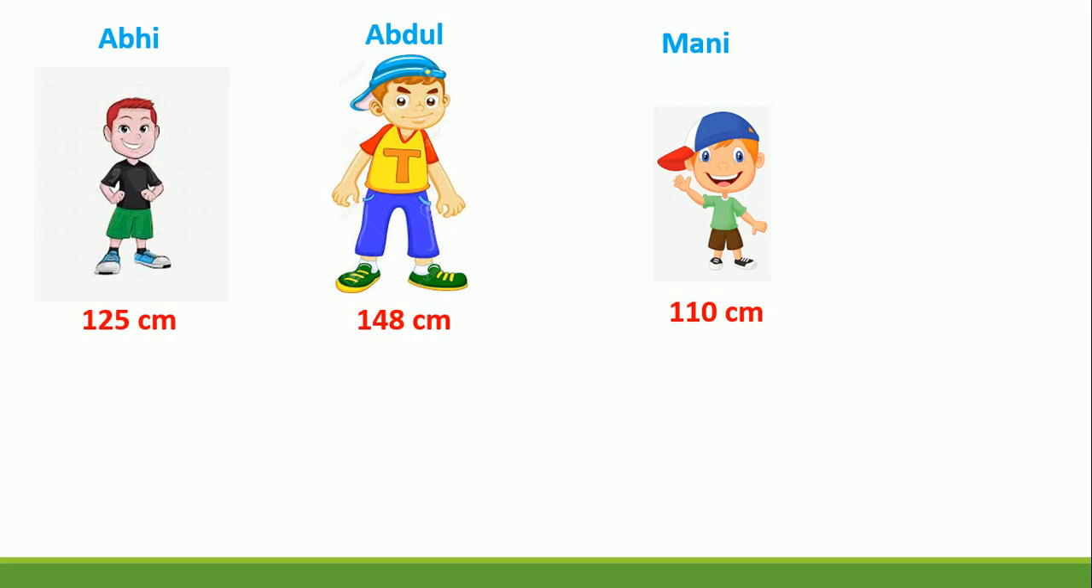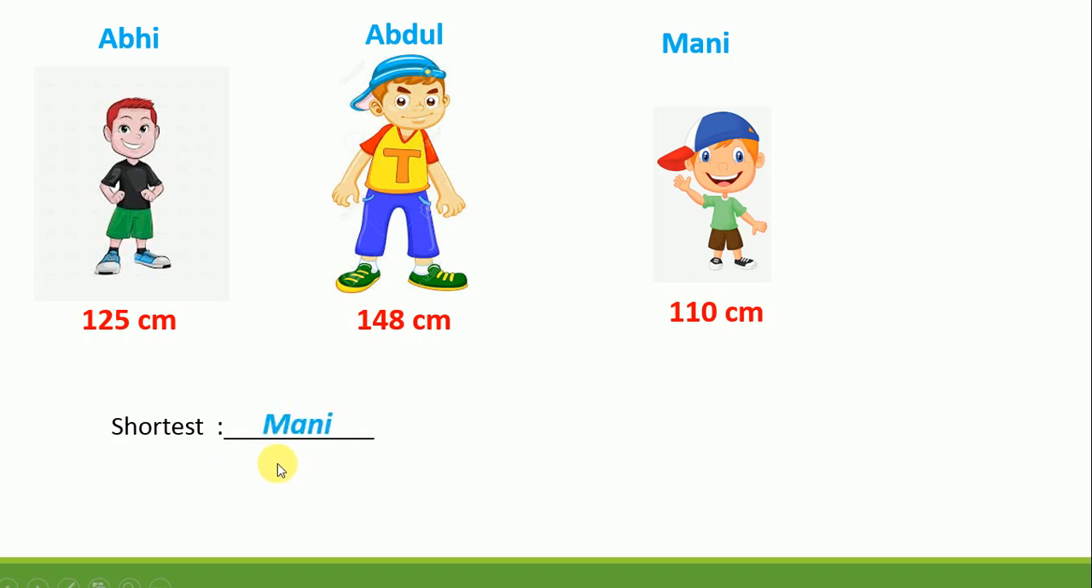By looking at the height of each one, see the numbers written below each picture. Which is the smallest number? That boy is the shorter one. See the numbers 125, 148, 110. Compare all these 3 numbers and find which is smaller. We learned how to compare numbers, right? Yes. So which is the smallest one? 110. Whose height is 110 centimeters? Mani. So the shortest one is Mani.